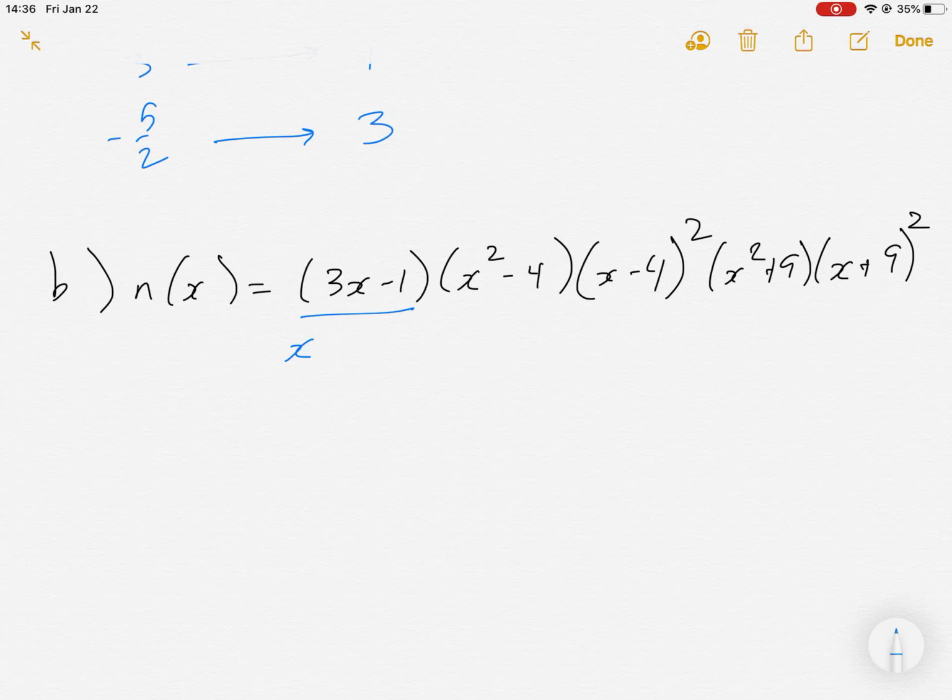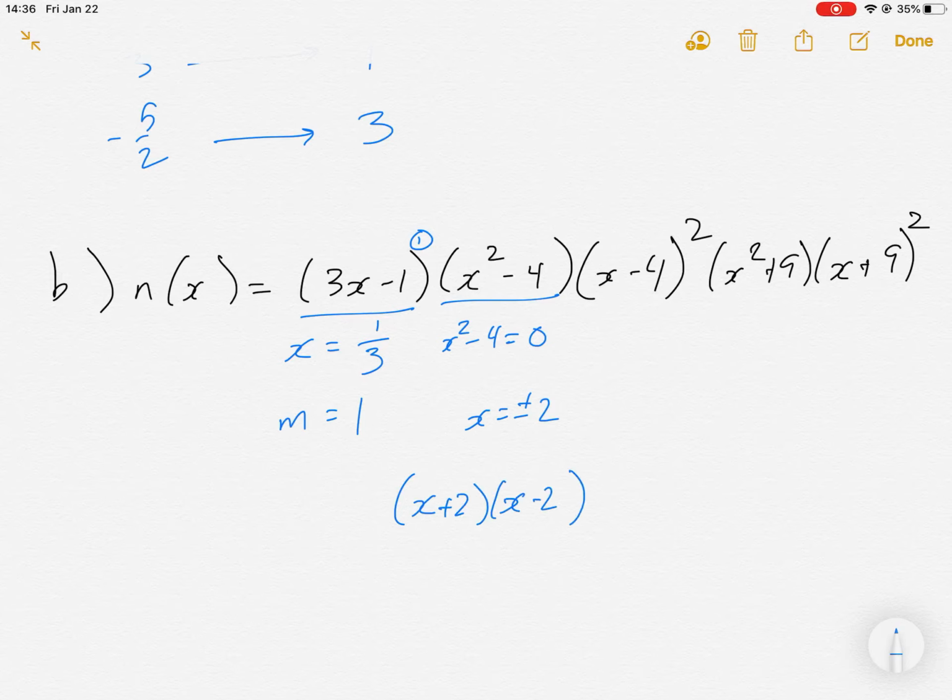So the first one, pretty straightforward. If you solve that, you get x equals 1/3. Its multiplicity is going to be 1. For the next one, if you solve this, you actually end up with plus or minus 2. And if you factored x² - 4, you would end up with (x + 2) and (x - 2). So there's 2 zeros there, but each one only has multiplicity 1. x equals -2 and x equals positive 2, multiplicity 1 on both of those. Now the next one would be x equals 4, but this one actually has multiplicity 2, which is shown there.